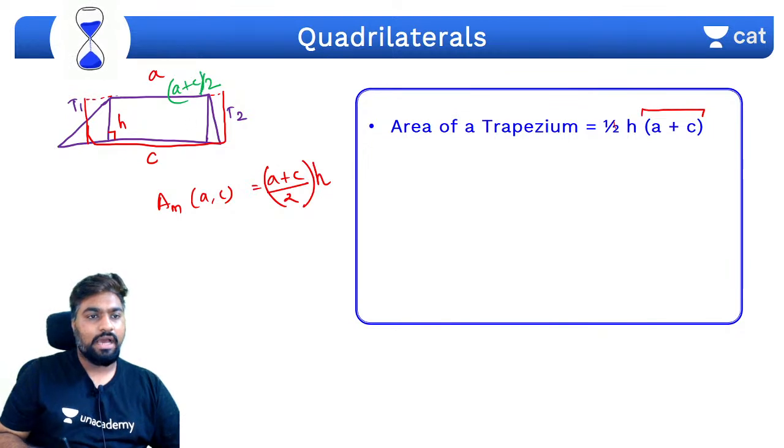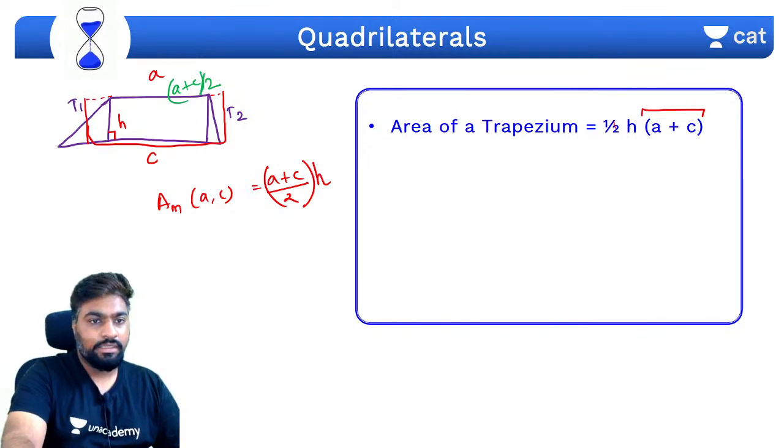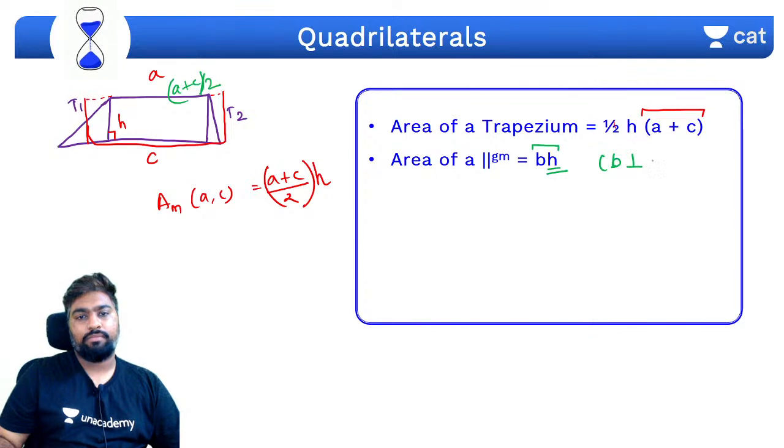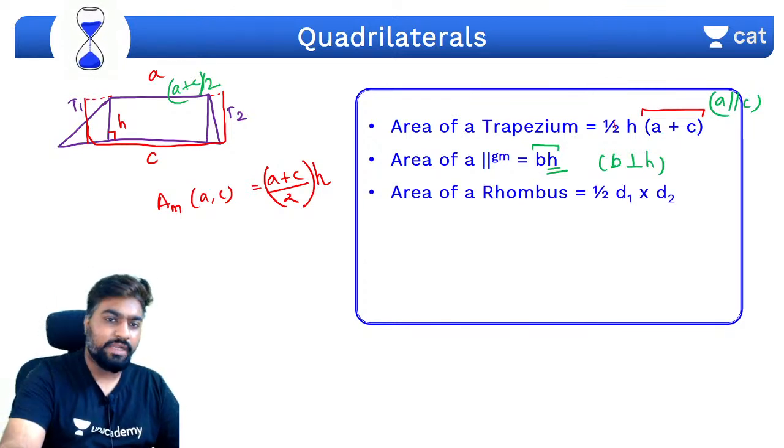Yeah, and height is height. ठीक है? That's the area for a trapezium. The area for a parallelogram can be found by multiplying what? Base and height, provided you know the altitude, right? Perpendicular height. Here B must be perpendicular to H. Here A must be parallel to C. Parallel sides. A must be parallel to C. Here the base must be perpendicular to the height.